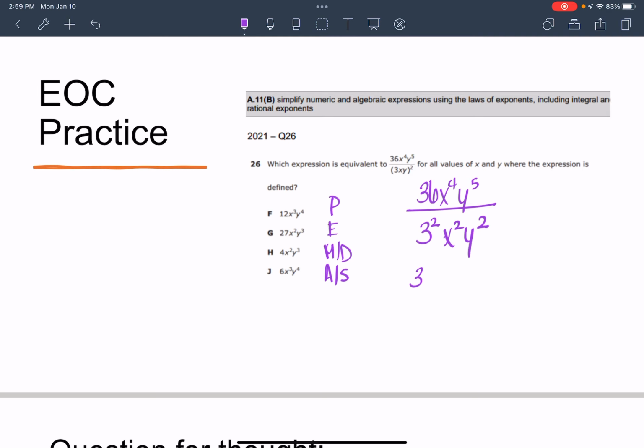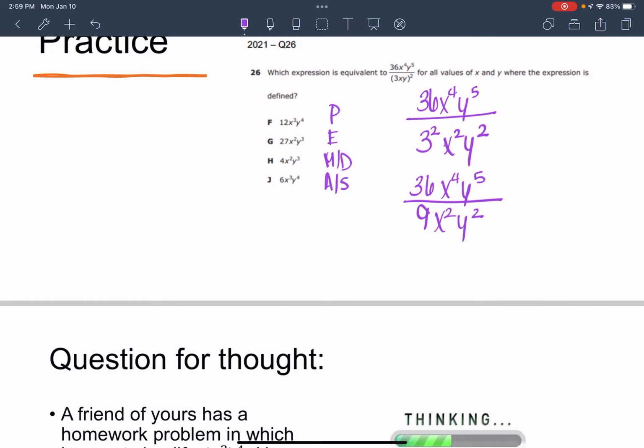So now I have 36x to the fourth, y to the fifth. 3 squared, remember, is 9. So it's 9x squared, y squared. So I'm going to pull out each set of terms and work with that separately. So 36 over 9 times x to the fourth over x squared times y to the fifth over y squared.